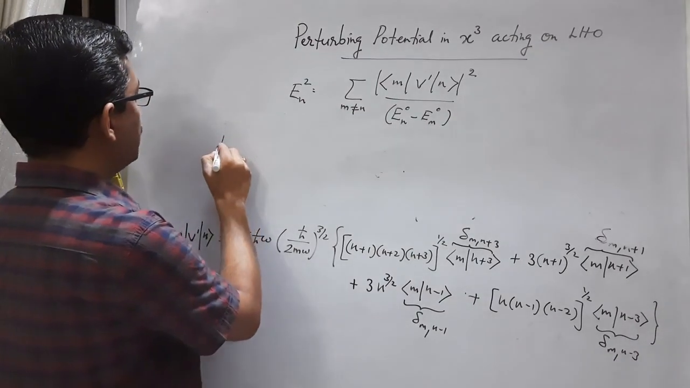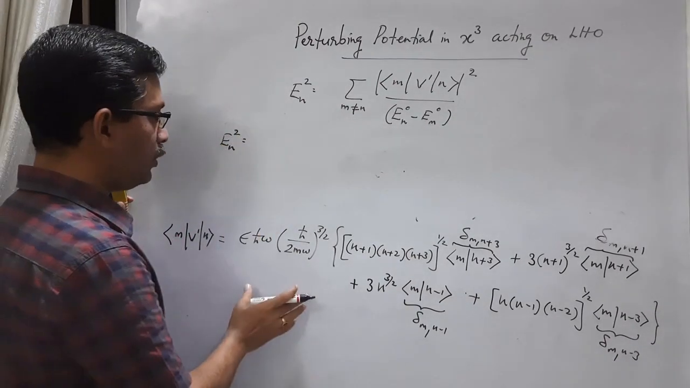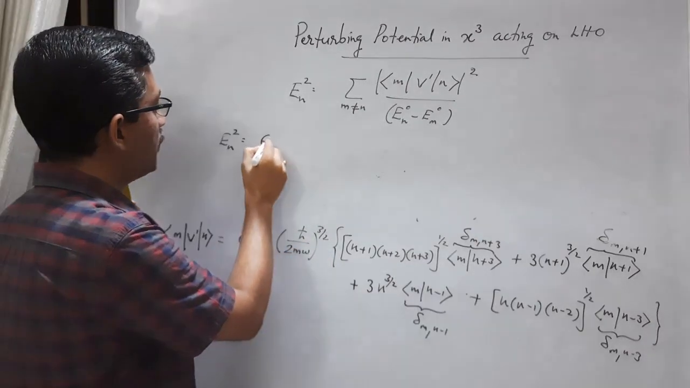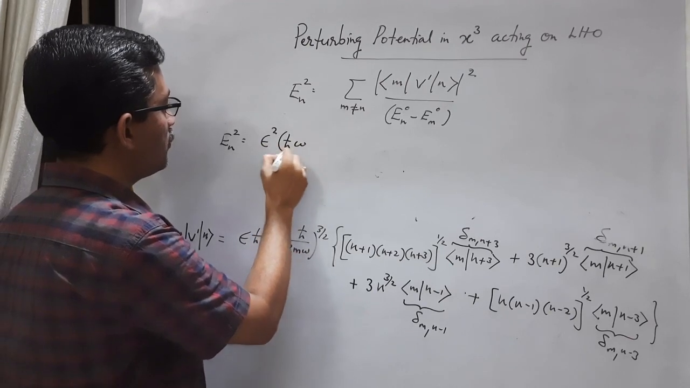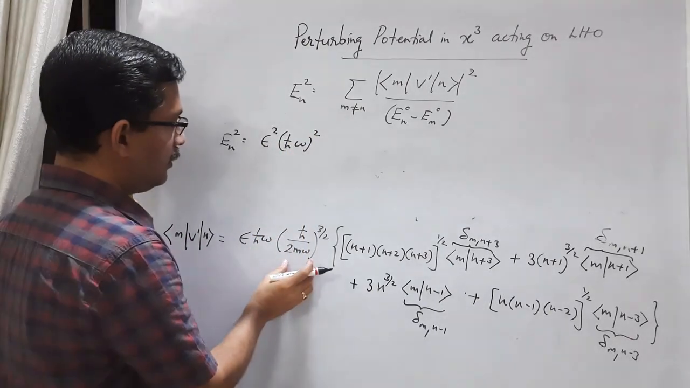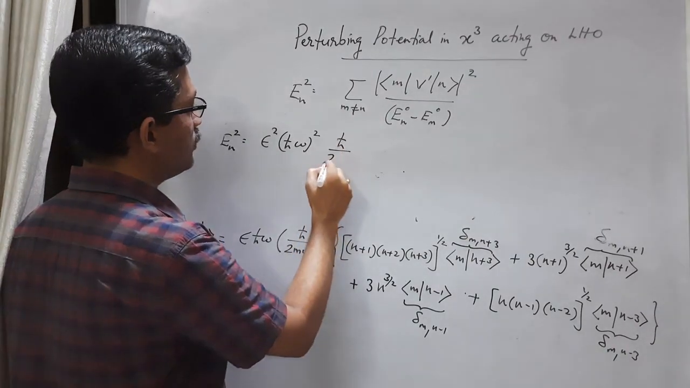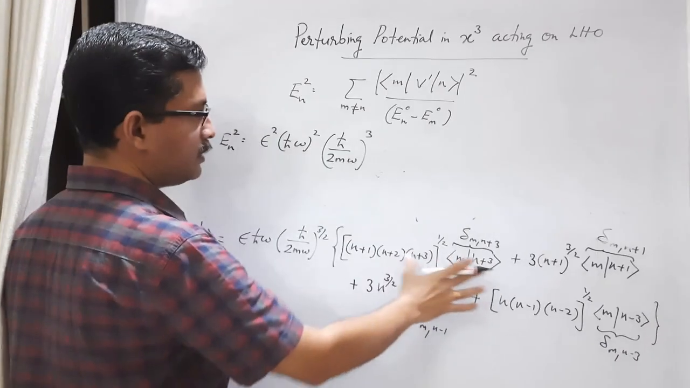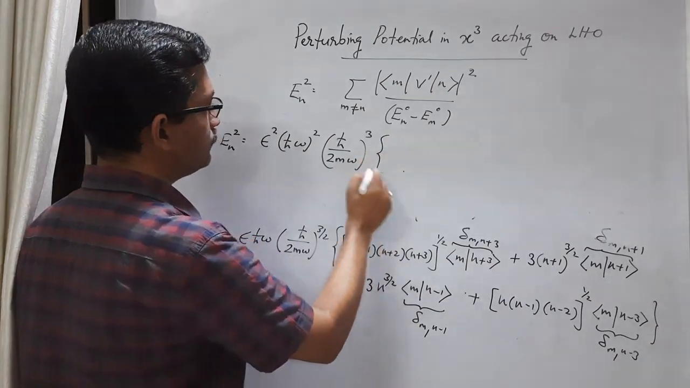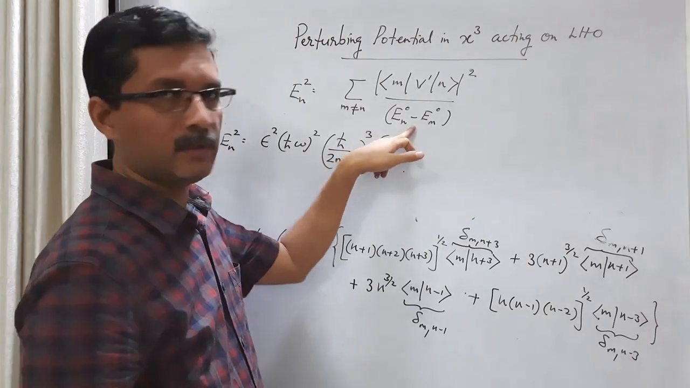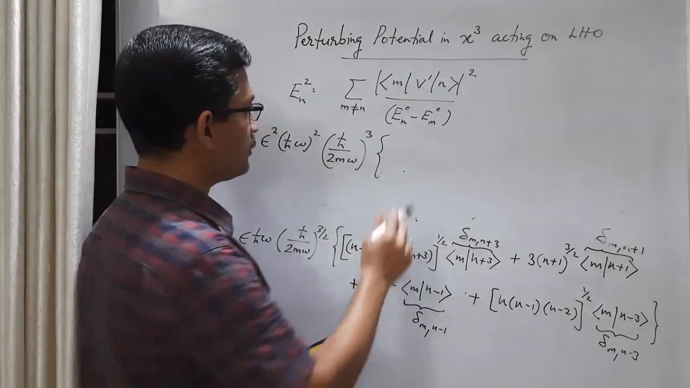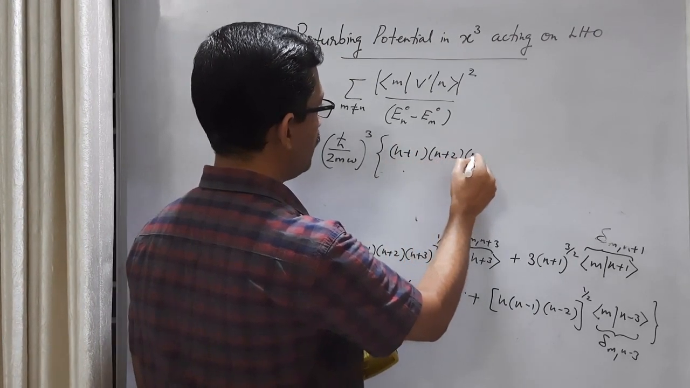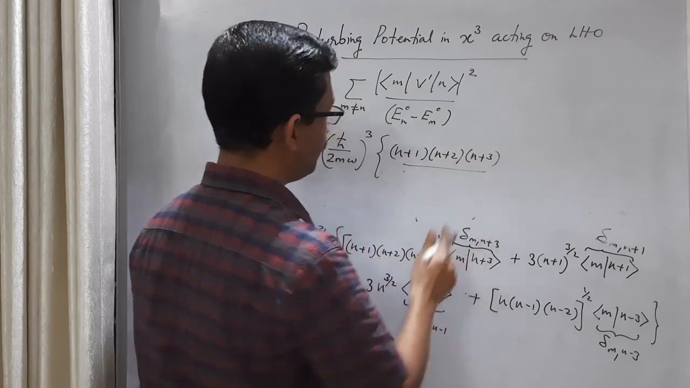Okay, so what you get is E_n^(2) is equal to, you have to take the square of this thing. So the square of this coefficient also will come. So epsilon square, h cross omega whole square, okay, square of this one. So h cross by 2m omega whole cube. Then square of each term. So also think about the denominator also. So square of this coefficient will give you n plus 1, n plus 2, n plus 3.